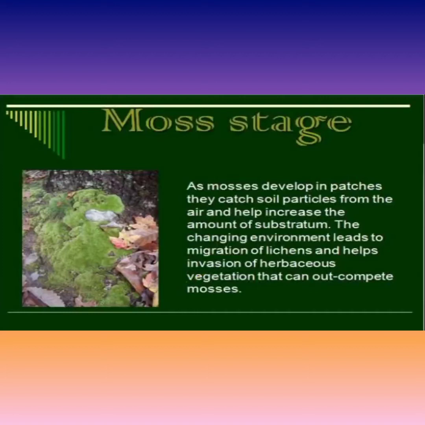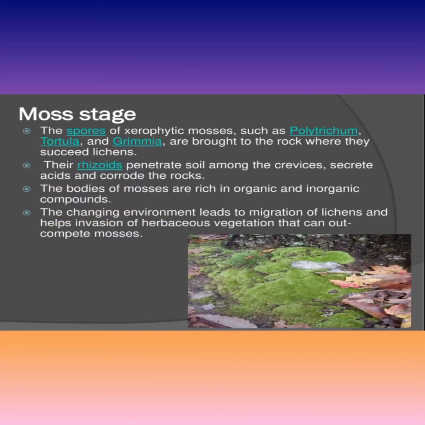The changing environment leads to a migration of lichens and helps the invasion of herbaceous vegetation that can outcompete the mosses. The spores of xerophytic mosses such as Polytrichum, Tortula, Grimmia are brought to a rock where they can succeed lichen. Their rhizoids penetrate soils among the crevices and secrete acid to corrode the rock.